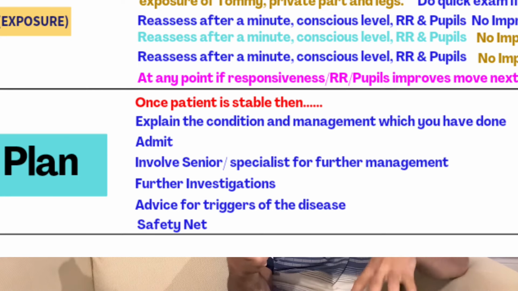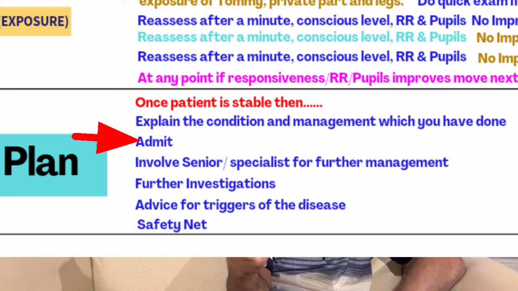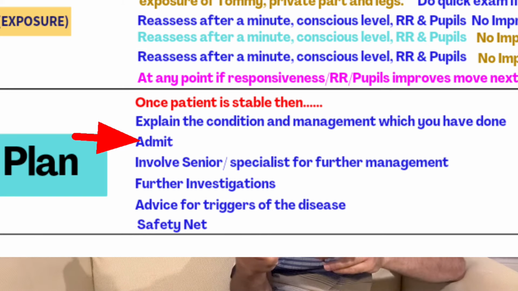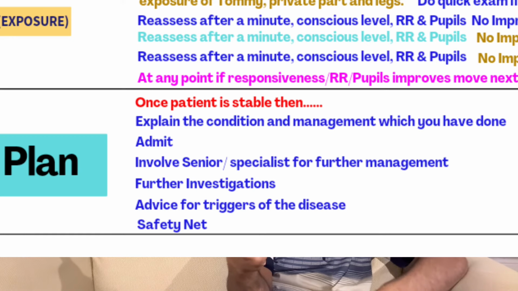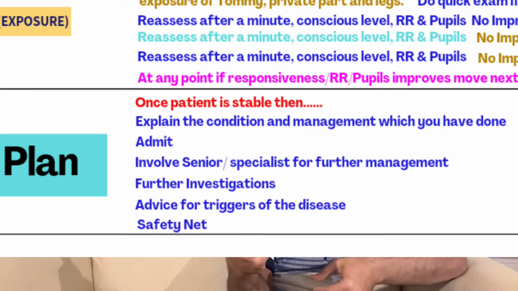Okay, then you will mention, we are going to admit you to the specialist ward. I will involve my senior and I will involve the specialist. It may be an ICU specialist as well. So we will do some further investigation, and please keep in mind, we'll keep you under observation maybe up to 24 hours. Then you will advise on the triggers of the disease and you will advise on safety netting. So this is the morphine overdose.